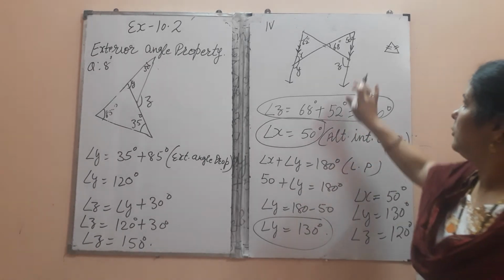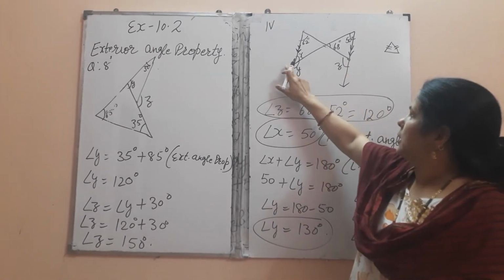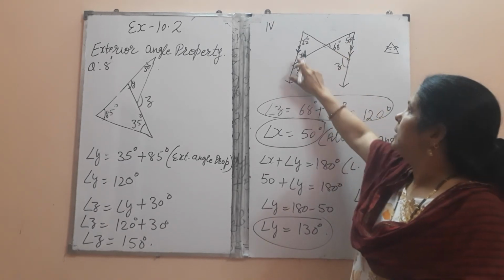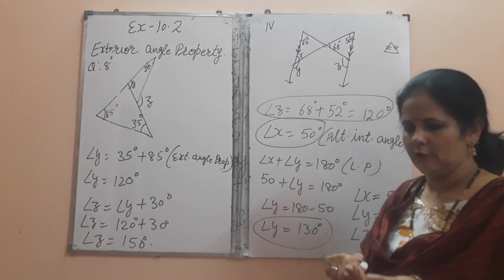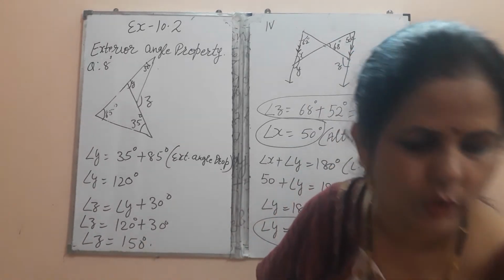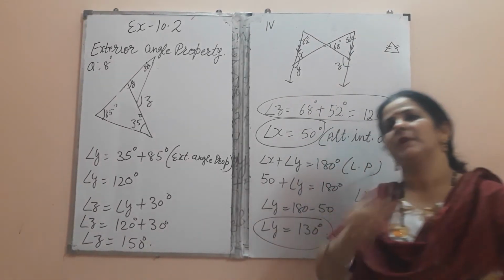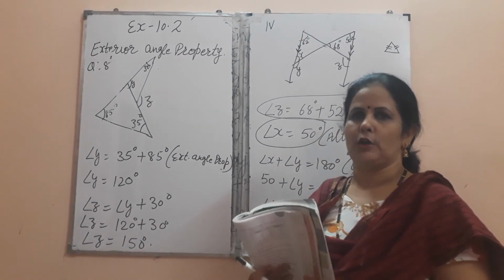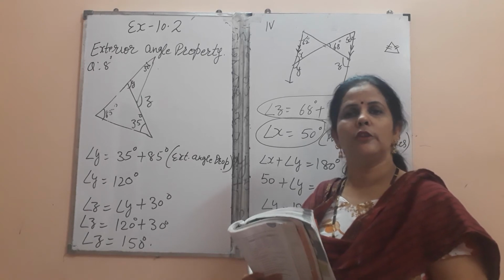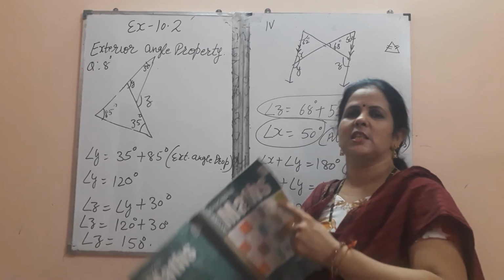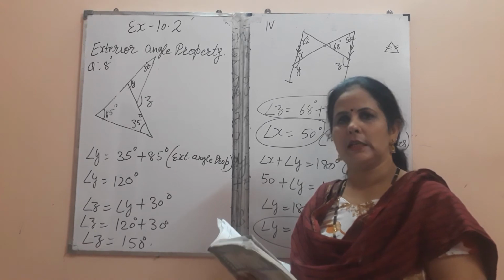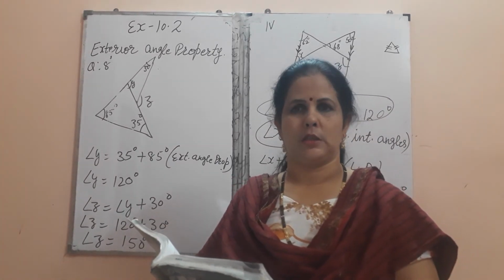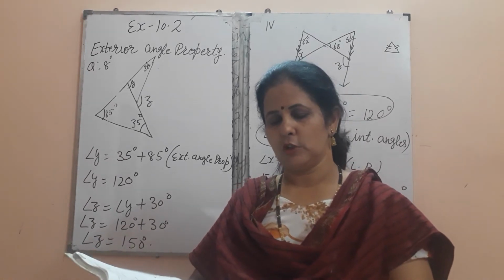Understood? We used in this the concepts of parallel lines, exterior angle property, and linear pair. Three concepts we have used. As I told you, all the basics of geometry, or you can say mathematics, are very important and they are not taught only for that class. All the concepts will be carried forward in the higher classes also. So you have to keep them in your mind or in your pocket. Understood?